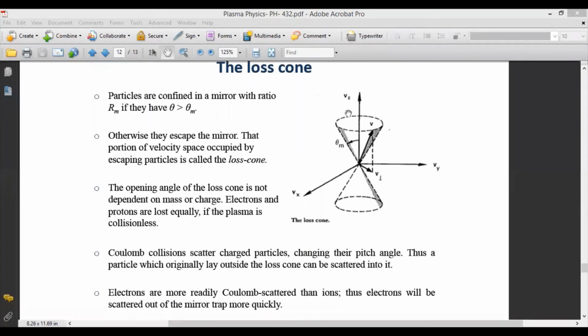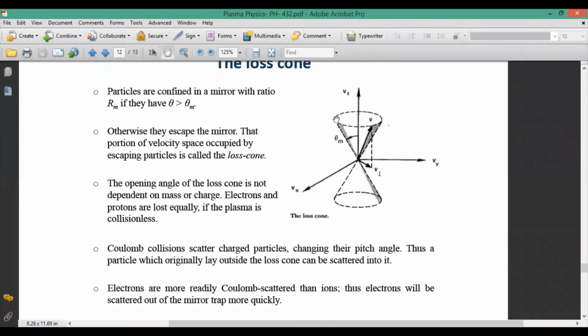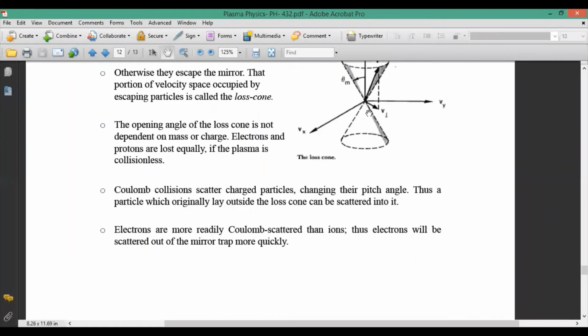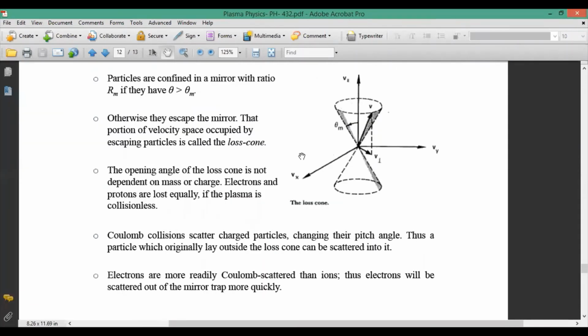So we can see that the opening angle does not depend upon the charge or the mass of the particle. So electrons and protons are lost equally if the plasma is collisionless. But what happens if there are Coulomb collisions in the plasma? Then electrons will be more Coulomb scattered than the ions. Thus electrons will be scattered out of the mirror trap more quickly than ions.